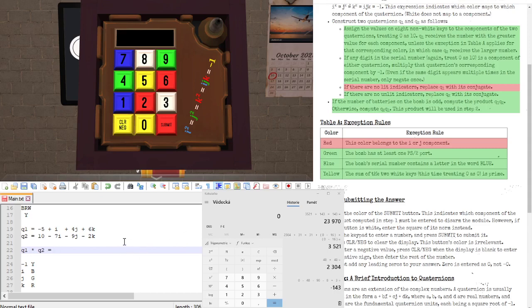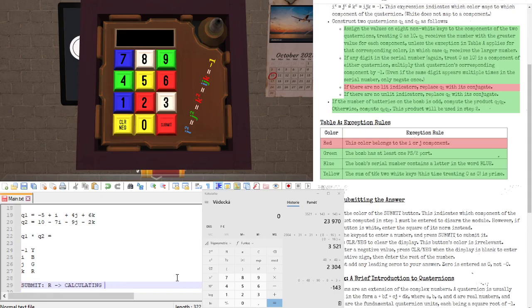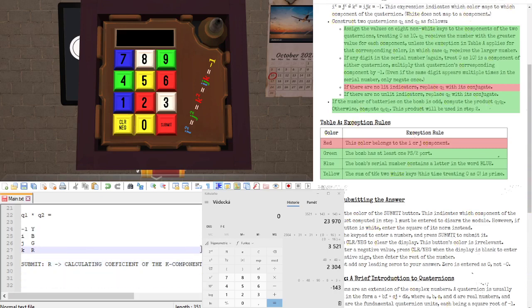Because now, what do we need to actually calculate? Well, the submit button is red, and red corresponds to k. Therefore, we need to calculate the coefficient of the k component. That's what we need to do. I hope coefficient is spelled like that. Maybe it's not. Okay. So that's what you need to do.